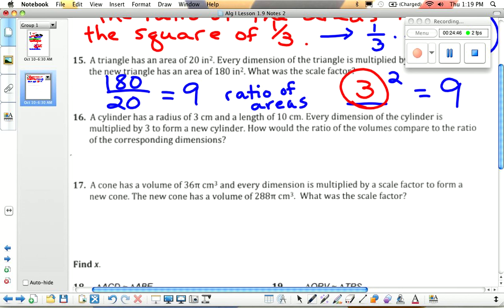So you're pi r squared h. Do we really care? Do we really have to use the formula and find it? Nope. But I wanted to see if you could give me the formula. How would the ratio of the volumes compare to the ratio of the corresponding dimensions? Well, we don't know the volumes. How are we going to do something like this? What are we going to do? We know that the scale factor is what? 3. Oh, the scale factor is 3. That's good news. I know that much.